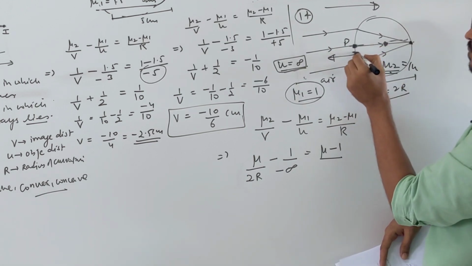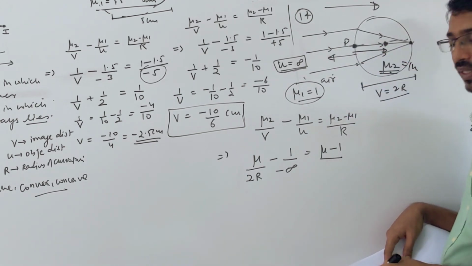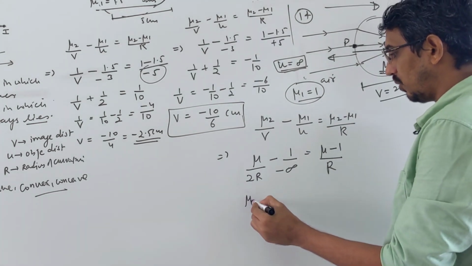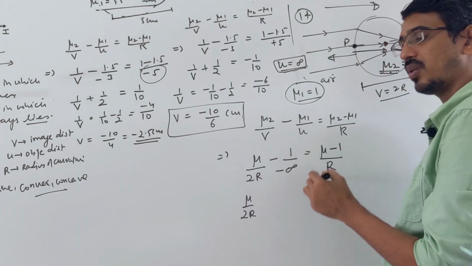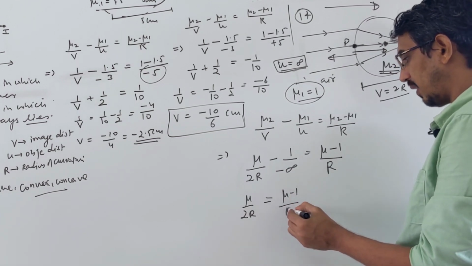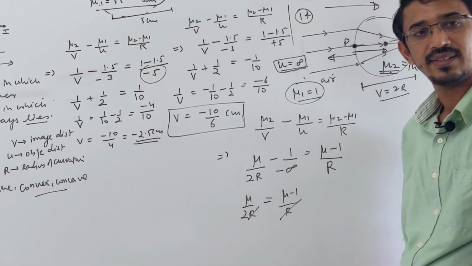The radius of curvature is also positive, because we are going in this direction. That's your radius of curvature. So look here, mu upon 2r. This term becomes 0, since 1 by infinity is 0, so it is simply equal to mu minus 1 by r. You can cancel r.